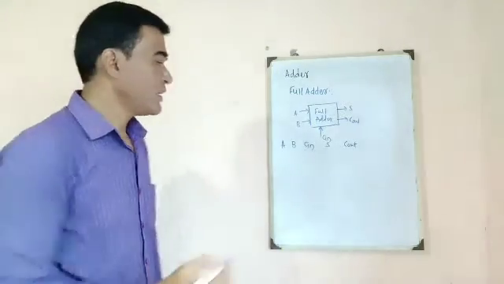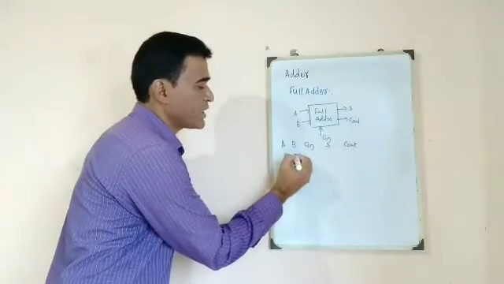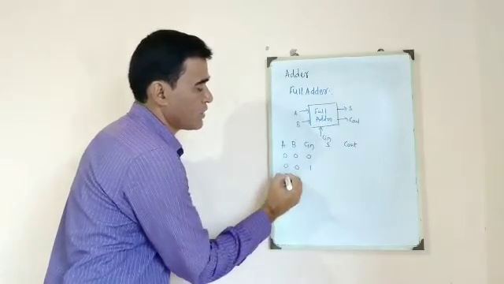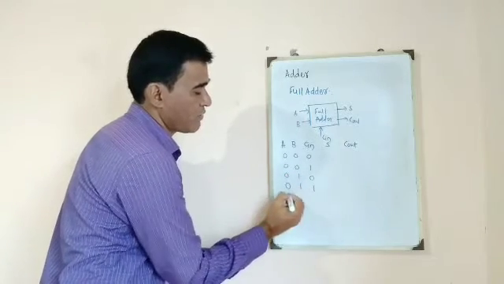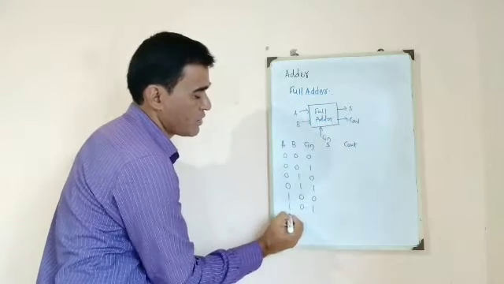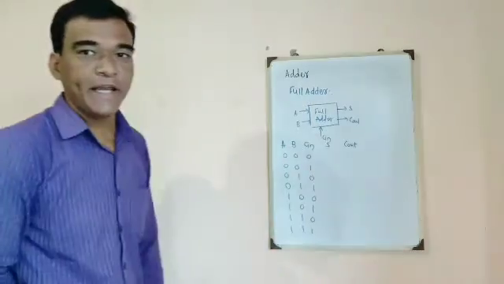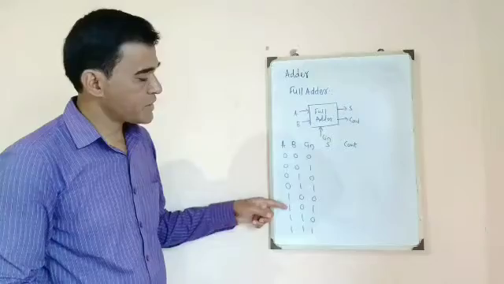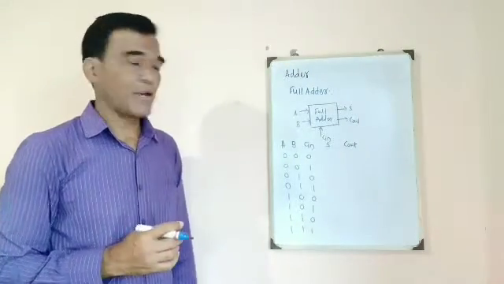Now, as we have three inputs, the different input combinations are 000, 001, 010, 011, 100, 101, 110 and 111. So these are the 8 different input combinations: 1, 2, 3, 4, 5, 6, 7, 8. Corresponding outputs we need to evaluate now.